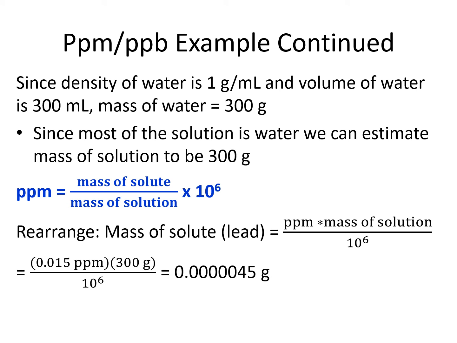What we really want is micrograms, though. We're going to change it into micrograms by dividing by 10 to the minus 6. And that tells us 4.5 micrograms of lead would be in that 1 cup of tap water.